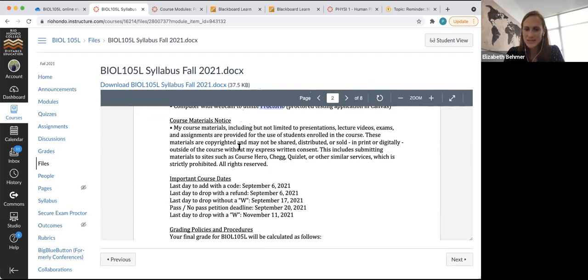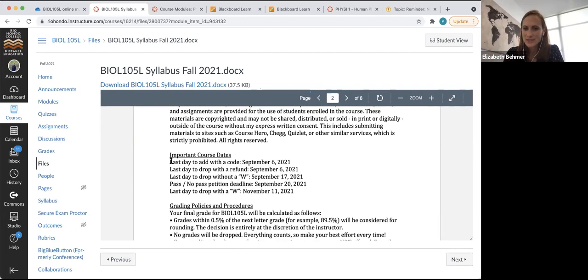Course materials have been made by our full-time faculty member, Melanie Fierro, and she's been awesome. This lab and this course have been made by her, and she's very organized. So thanks to her, she just doesn't want us to share any of her materials. Here are some important course dates.